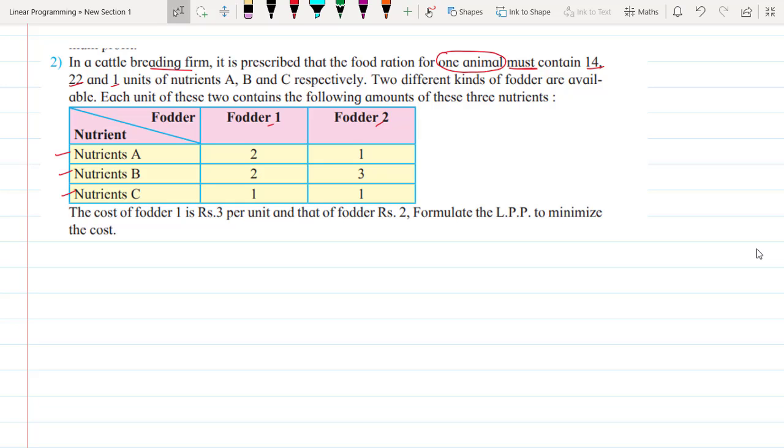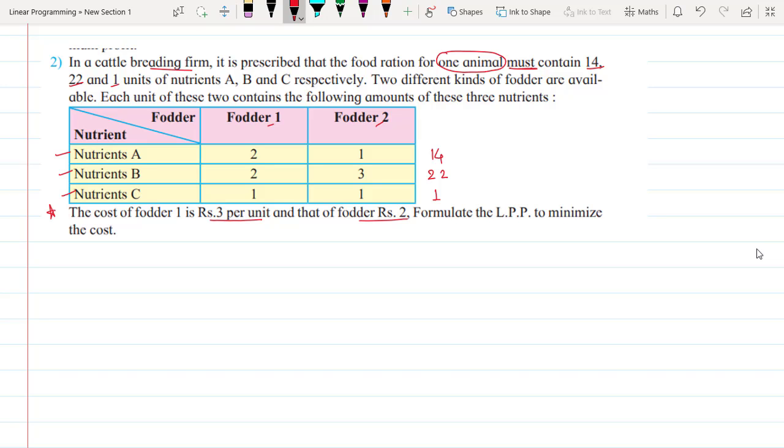So nutrient A is what? It is 14. Nutrient B is what? It is 22. And nutrient C is what? It is 1. Okay. Now see how and from where you will get the decision variables. So the decision variables we will get from the profit sentence, where they say that the cost of fodder 1 is rupees 3 per unit, and that of fodder 2 is rupees 2.